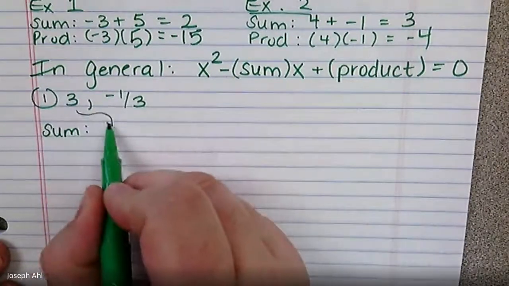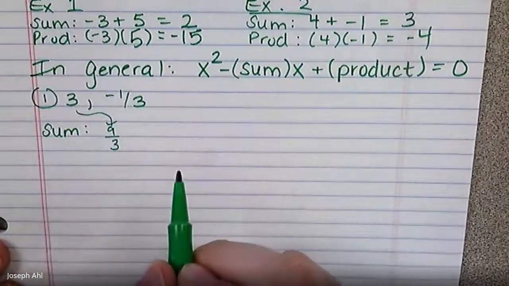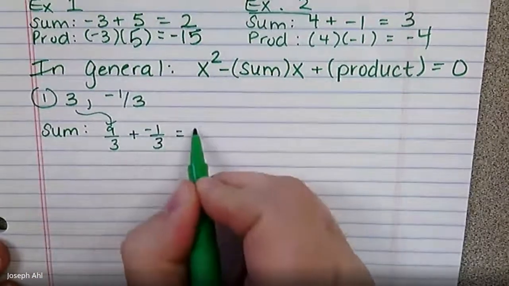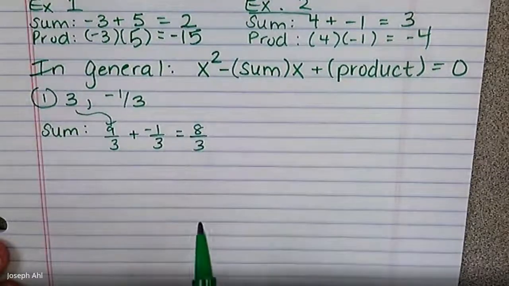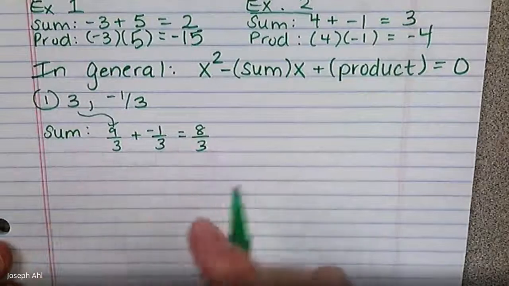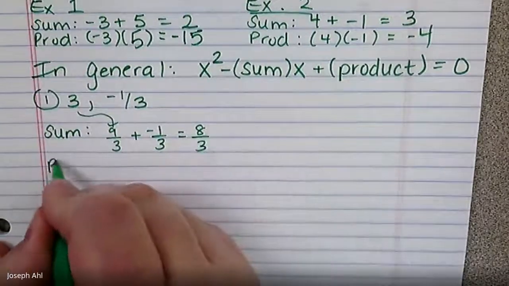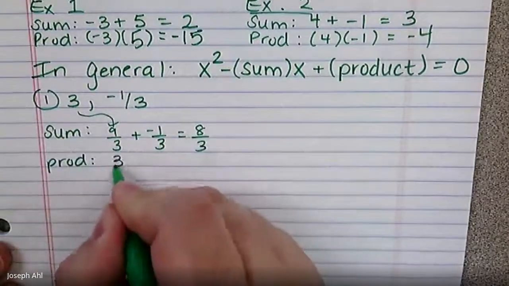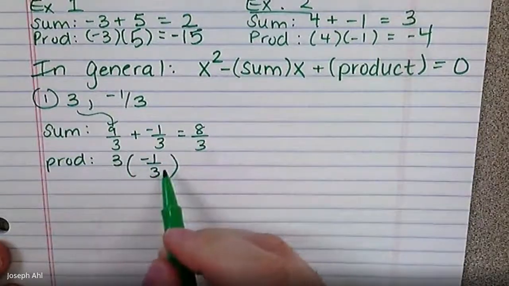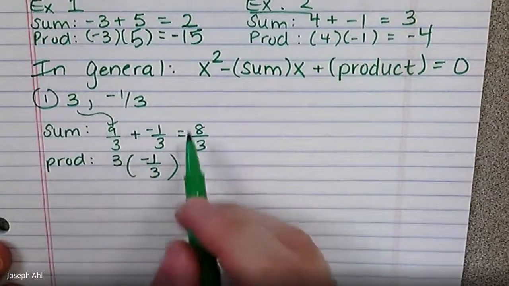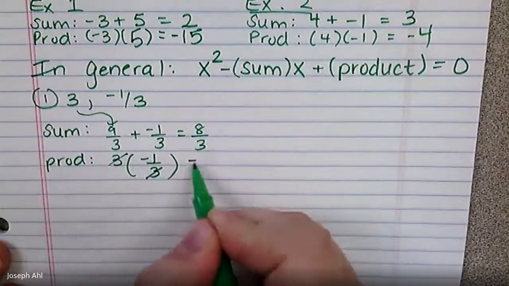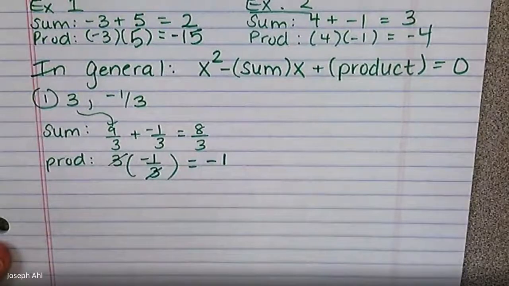So I'm going to change 3 into 9/3, plus -1/3 would be a total of 8/3. Okay, so that's a little weird looking, but we'll leave it for now. Sum is going to be 8/3. What's the product in this case? The product would be 3 times -1/3. The nice thing about product is you don't need a common denominator to multiply fractions like we do for adding. In fact, this 3 up here cancels with this 3 down here to get a product of -1.